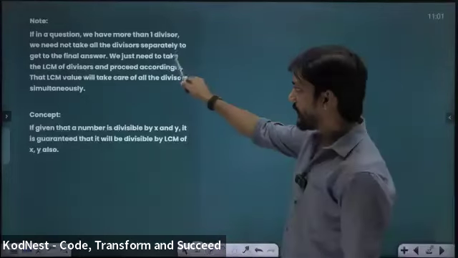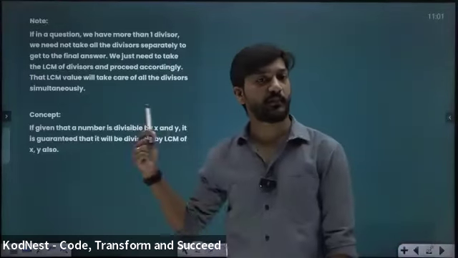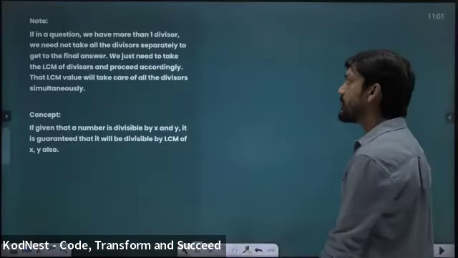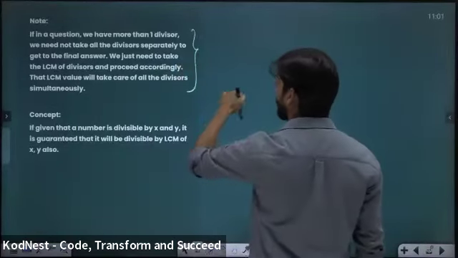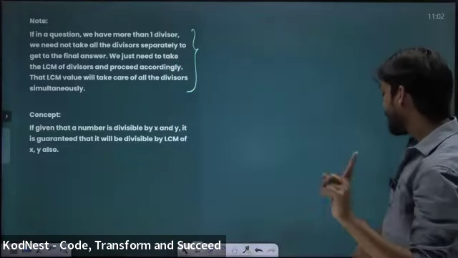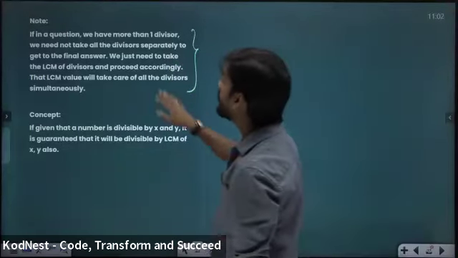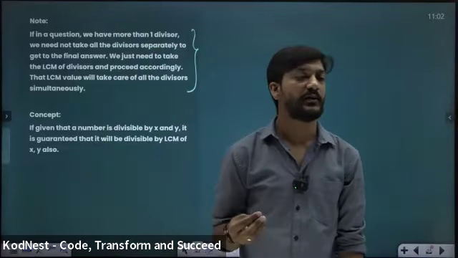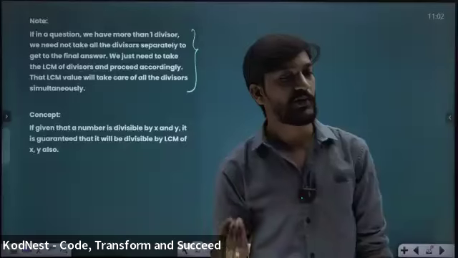Again, I will not apply this. Hardly will I apply this in the approach I will use. This is for the books. Okay, what books apply? This is this. If in a question we have more than one divisor, more than one means 2, 3, 4, 5.